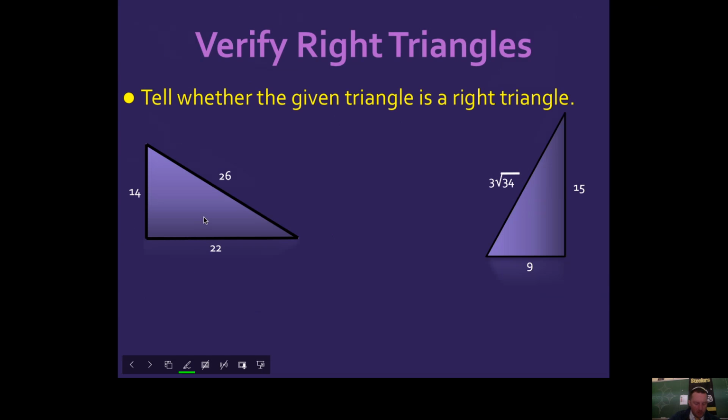If you remember this one, we came up with these numbers, 680 and 676. 680 is bigger than 676, so it's not a right triangle. It's acute because the left side's bigger.